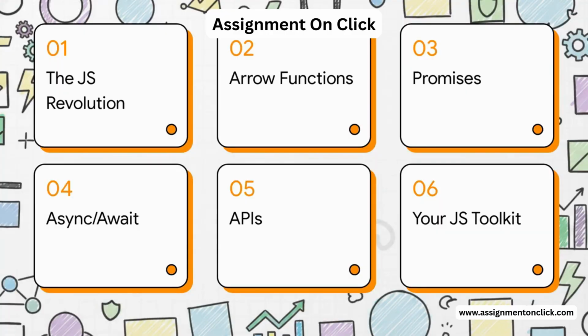So here's the game plan for today. We're going to look at the JavaScript revolution, then dive into some really cool tools like arrow functions for cleaner code. After that, we'll tackle promises and async/await to handle things that take time, and then we'll see how it all clicks together with APIs. Finally, we'll wrap up with your new modern JS toolkit.